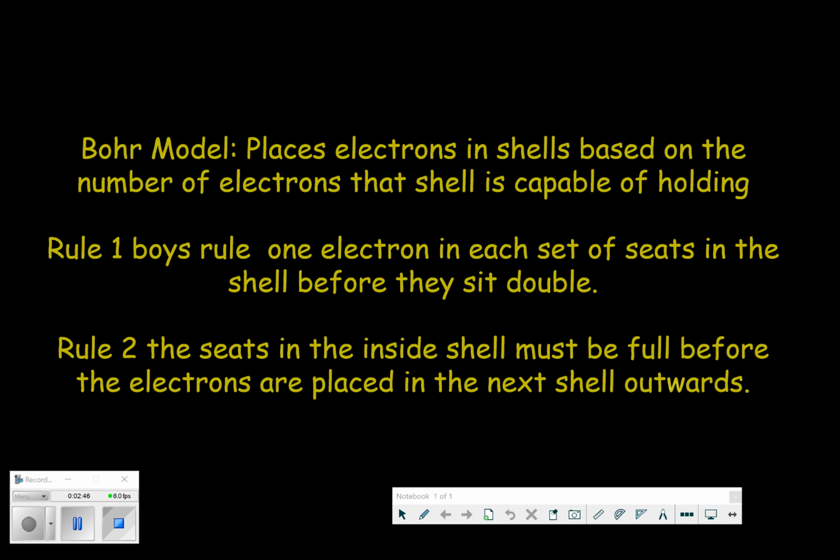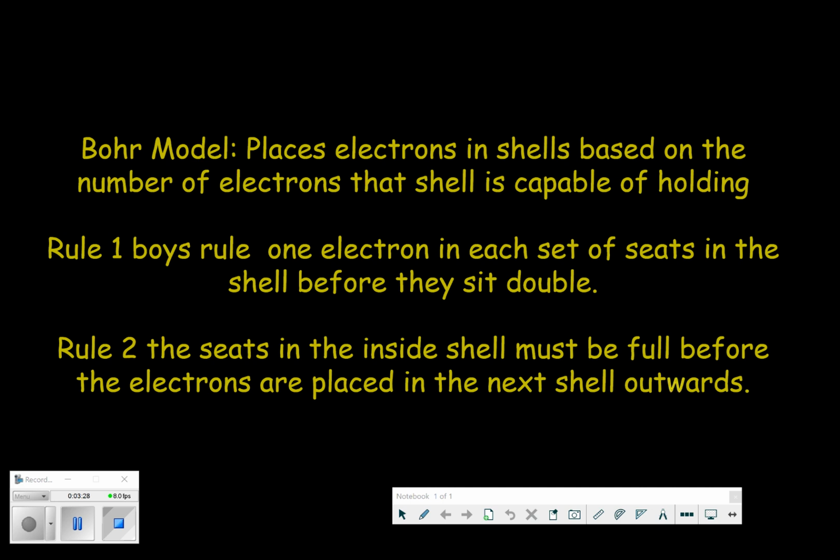Rule 1 is the boys' rule. Now, I want you to think about when boys get on buses, the first thing they do is they look for an empty seat and they start from the back and work their way upwards. But they always sit in an empty seat first. Okay, so that's the boys' rule: 1 electron in each set of seats in the shell before they will sit double. Boys will do this when they get on the bus. They want to find an empty seat. If they can sit in an empty seat, they will fill that seat before they will start sitting together. Girls, on the other hand, automatically look for a friend to sit with, so that's different.